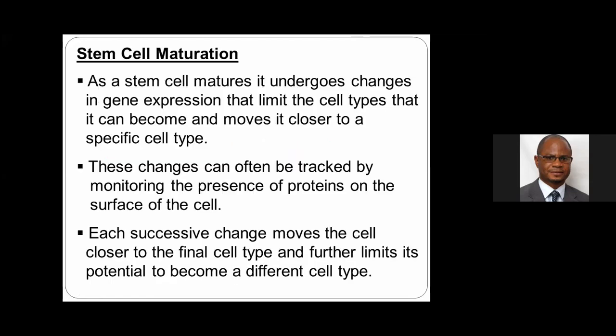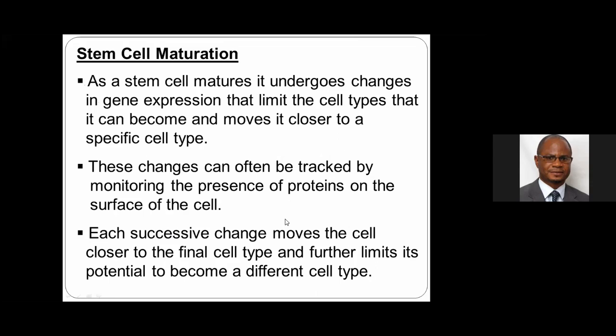Okay, so stem cell, we have touched on it before, that they mature and undergo changes in gene expression, and these changes limit the cell type that it can become as it moves closer to a specific cell type. I already mentioned that as the cell differentiates, they move into a different cell line and eventually become a particular cell type. So the changes can often be tracked by monitoring the presence of proteins on the surface of the cell.